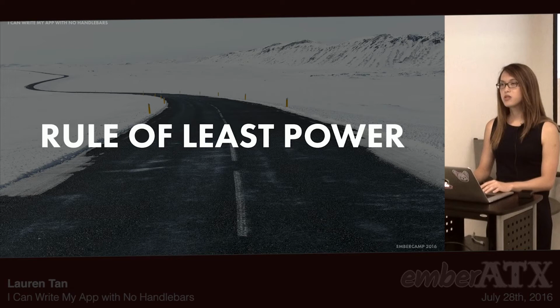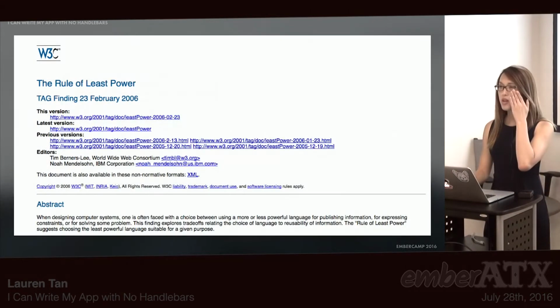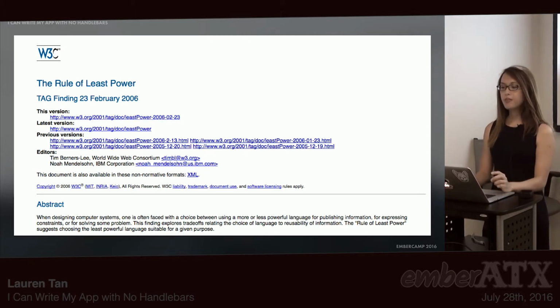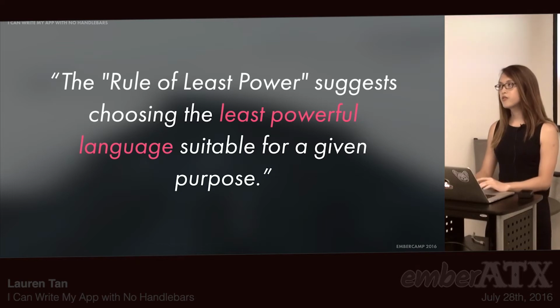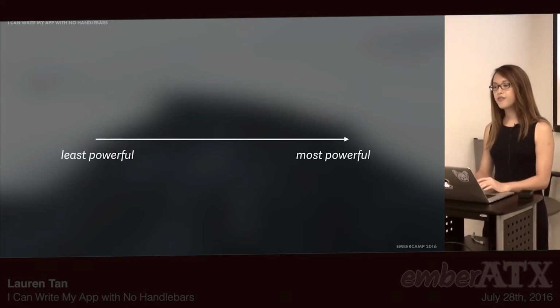There is a rule called the rule of least power, also known as the principle of least power. And this originated from the W3C. The reason we use HTML to write markup documents instead of writing code to generate HTML is because of that rule. This rule basically means to use the least powerful language for a given task. And like anything in life, this rule is also evaluated on a spectrum.